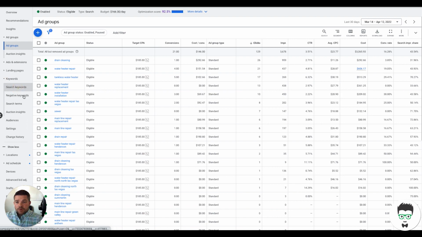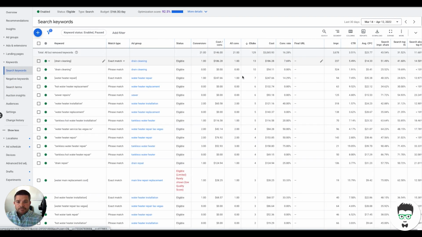Let's dive into the keywords real quick. Keywords are very focused here, intent-based. We're using both phrase match and exact match so we can get high quality clicks for exactly what the consumer is searching for. As you can see here: drain cleaning phrase match, water heater repair, hot water heater replacement, sewer repair, hot water heater installation. This just gives you some idea of what we're driving the clicks towards on the keywords for the consumers to be matched up to this campaign.